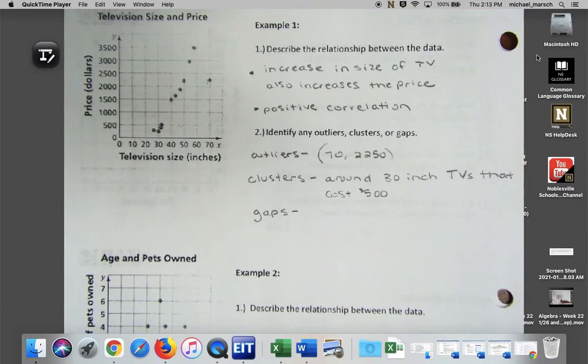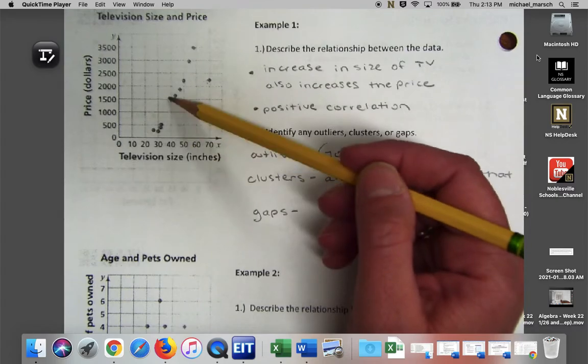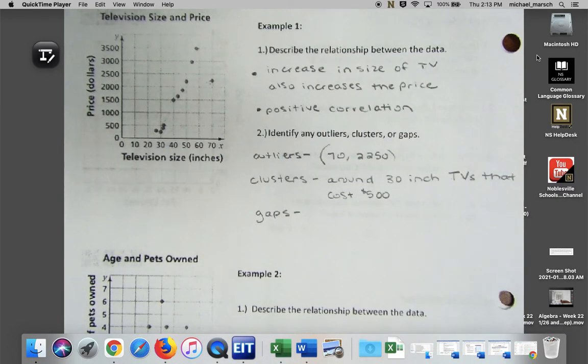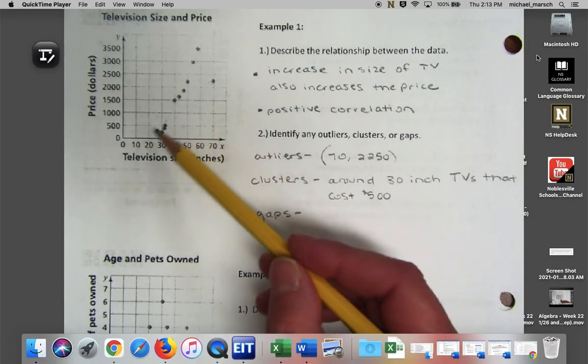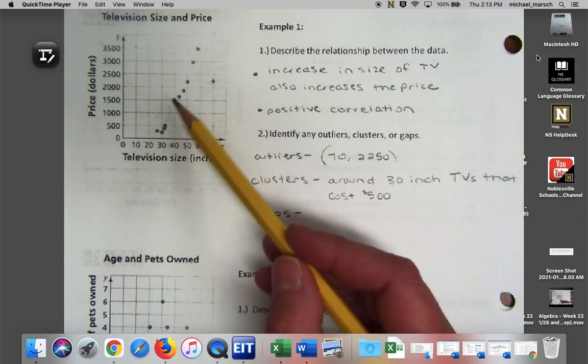Okay, a gap is like a huge space where nothing's happening. So do you guys see any gaps in this data? Yeah, between 40 and 1,000. Right, so right around between $500 and $1,500, there seems to be not many TVs available. You either are kind of on a budget down here or you're willing to spend a lot. So there's not really a market here.